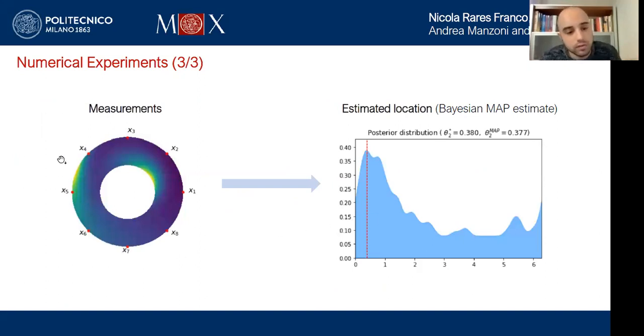Here you can see the results. I have the 8 measurements, and this is the final output. The value theta star 2, 0.38, is the angle describing the location of the true inner hole. And here you have the estimate using the network. So you can see that it is able to give a pretty good estimate and understand the location of the hole, even though I'm only giving 8 values. And I believe that is enough.